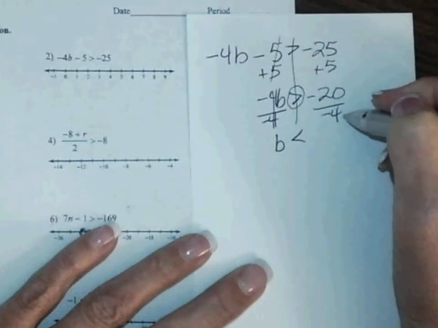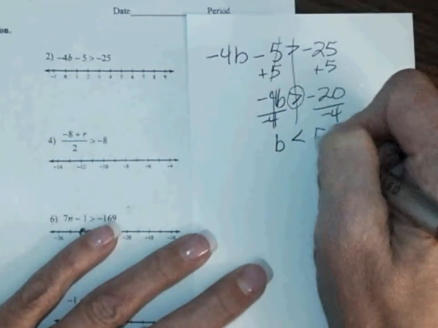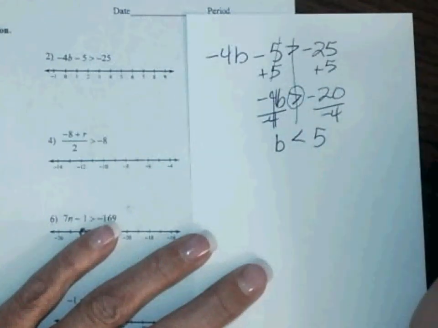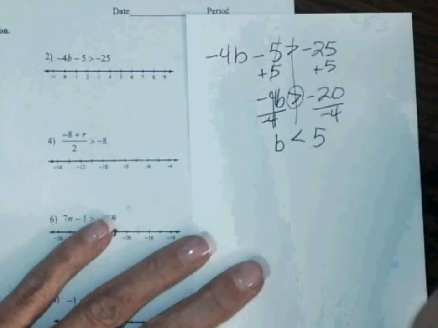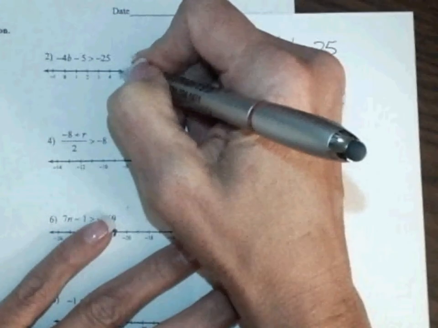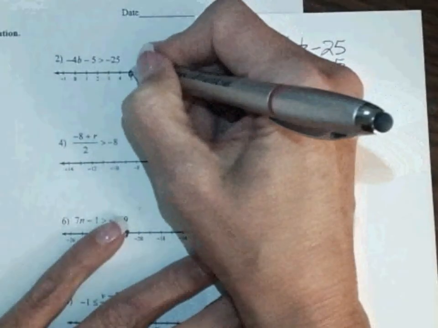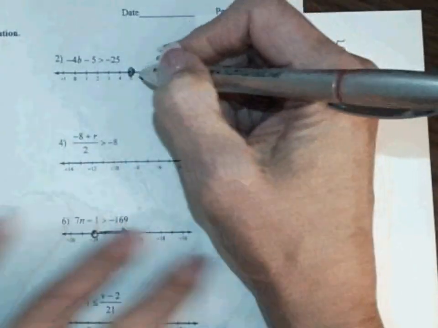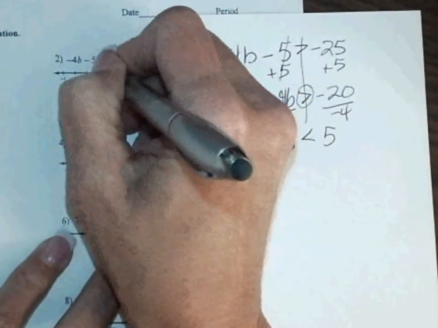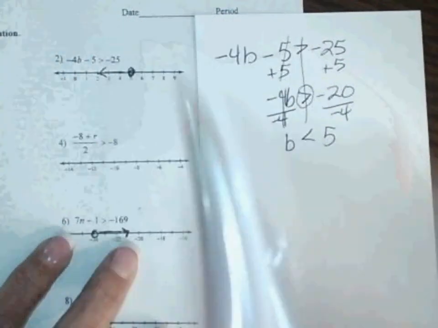Negative 20 divided by negative 4, a negative divided by a negative is positive 5. So on 2, we have b is less than 5. So we're going to leave our circle open because it's all numbers. That doesn't look very open, but it is open. All numbers less than 5, but not including 5.